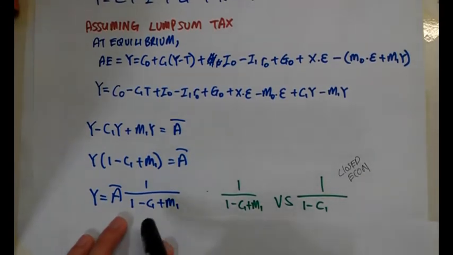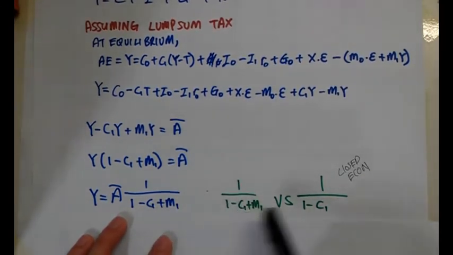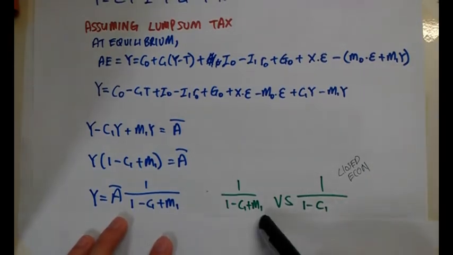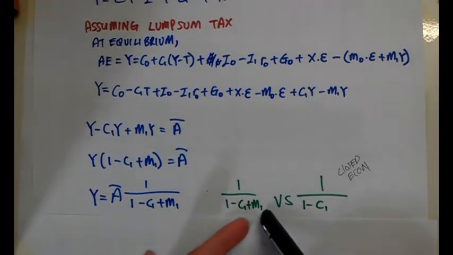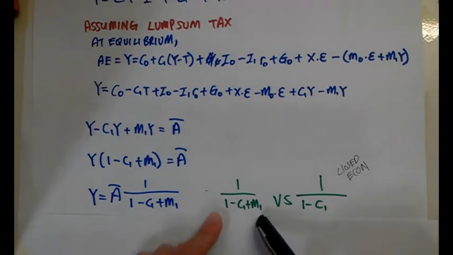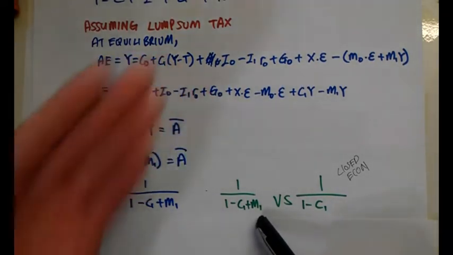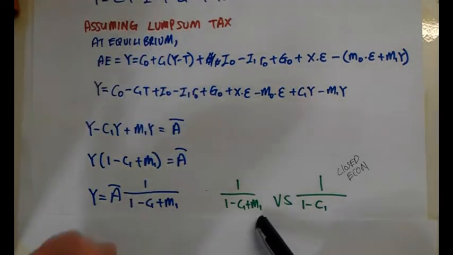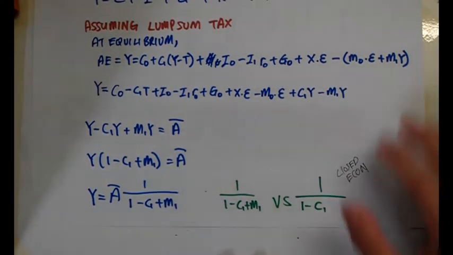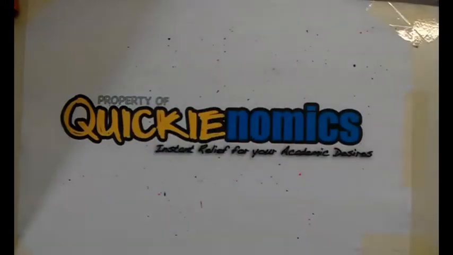So if you compare this multiplier with this multiplier, which is for a closed economy, you will see that this multiplier is actually a smaller one, because there is a positive addition of M1, which makes this bottom part, the denominator, a bigger number. So 1 divided by a bigger number gives you a smaller number, and that is why for an open economy the multiplier is smaller. And with a smaller multiplier, that also makes my IS curve steeper.